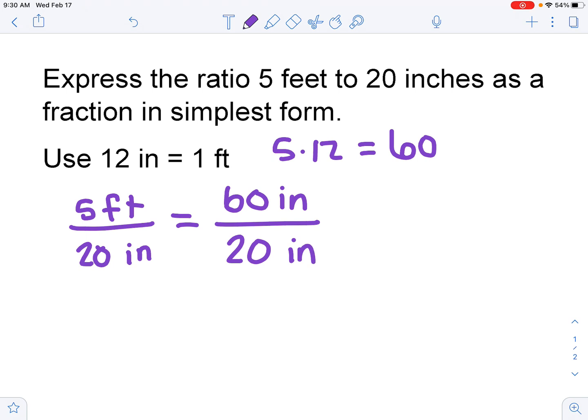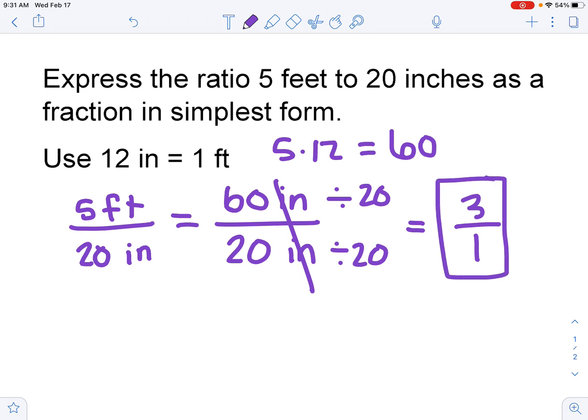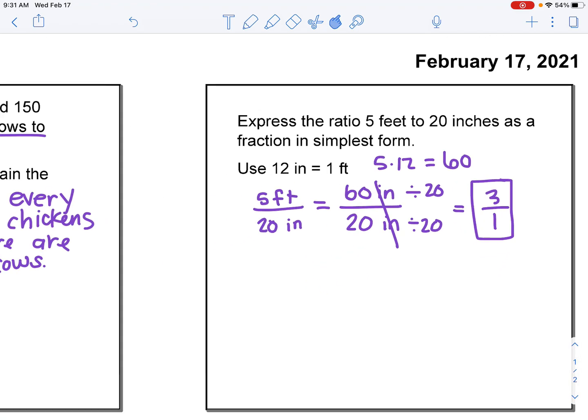Now that they have the same units, I can take those off and then just simplify. I can divide both of these by 20. And I get 3 to 1. 3 over 1. Again, simplest form, no labels. We had to convert those to the same units first before we were able to take off those labels.